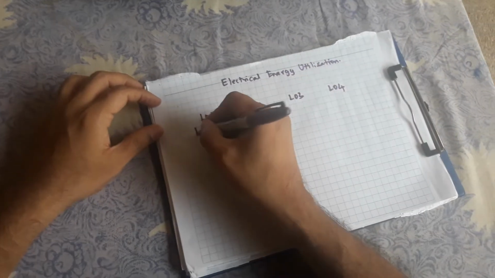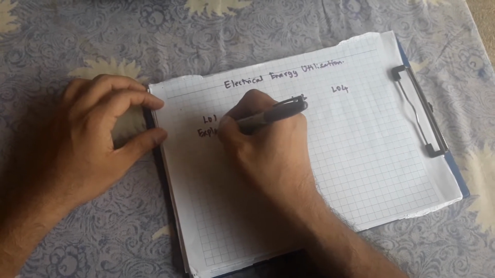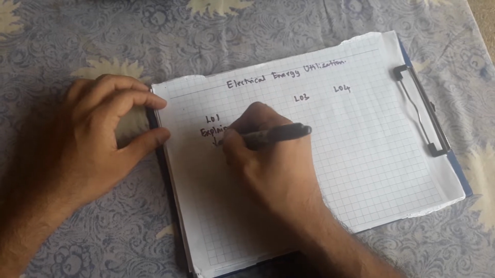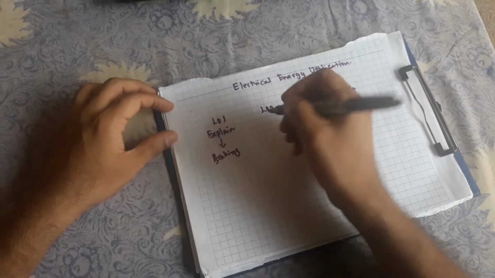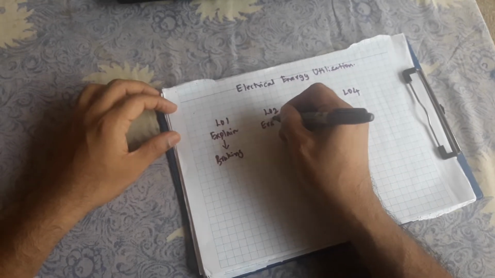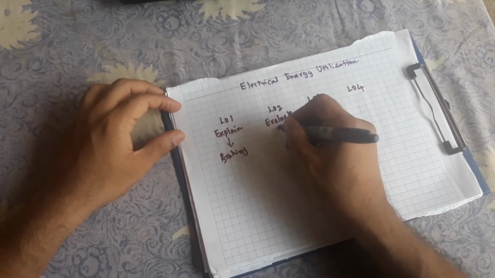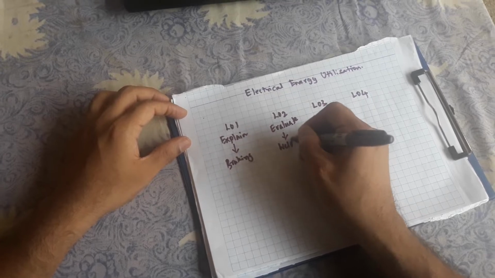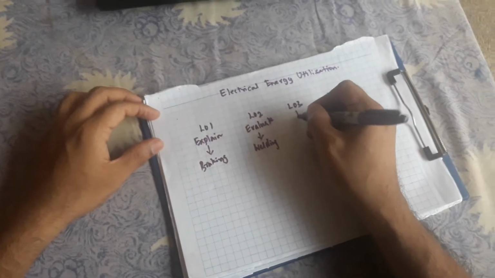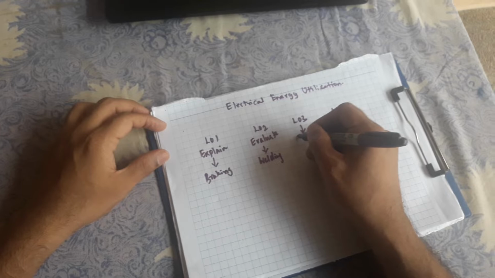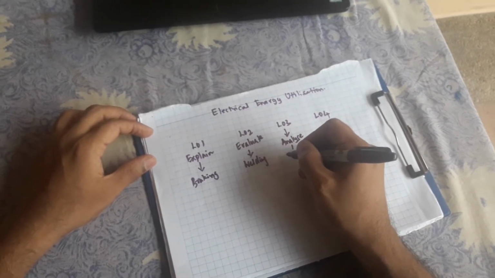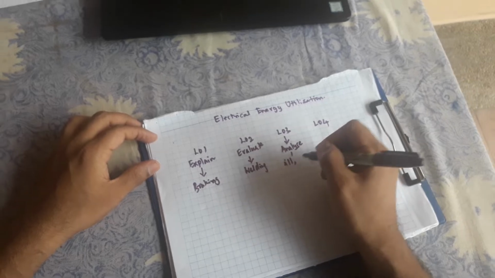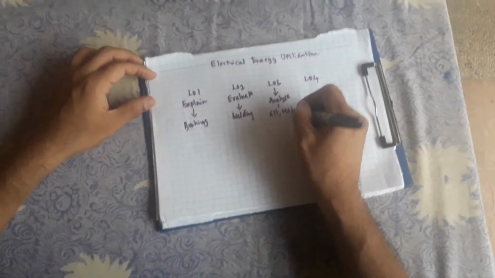LVO1 is meant to do an explanation. The topic is on braking. LVO2 is on the evaluate part. The topic is on welding. LVO3 is on analyze. The topic is on illumination and motor rating.